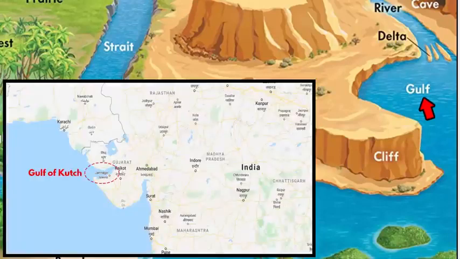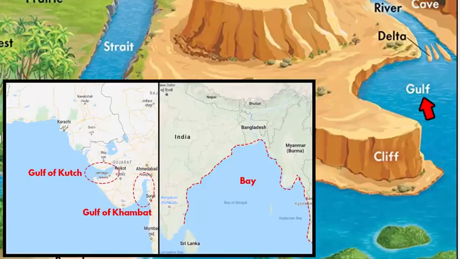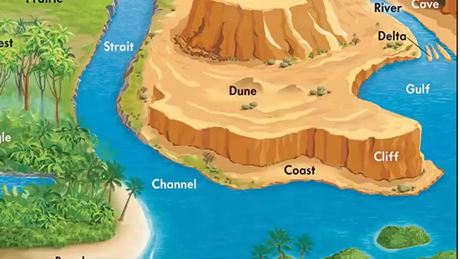In India, the Gulf of Kutch and Gulf of Khambat are the two famous inlets of the Arabian Sea along the west coast of India in the state of Gujarat. Another important point to remember is that both a gulf and a bay are the same things. The only difference is in the size. A gulf is much larger than a bay, and their way of formation is also different. I'll tell you how a bay is formed when we reach that topic.